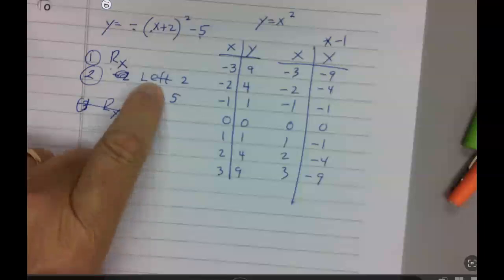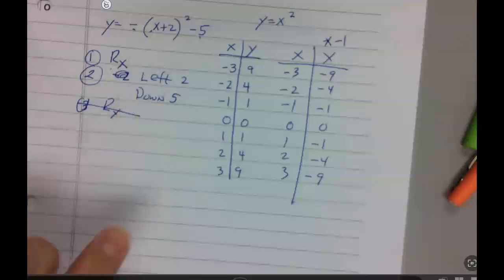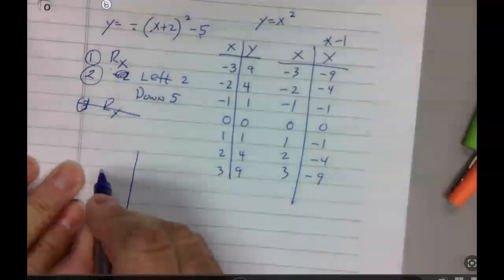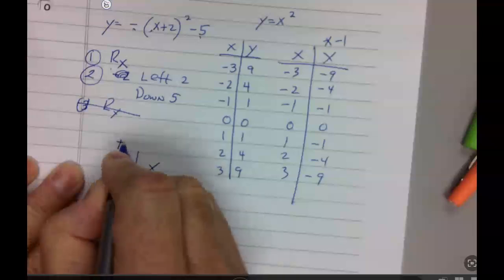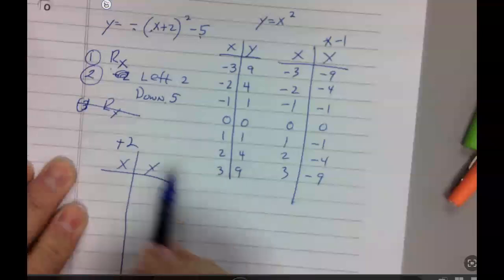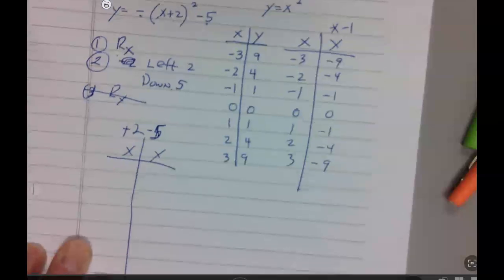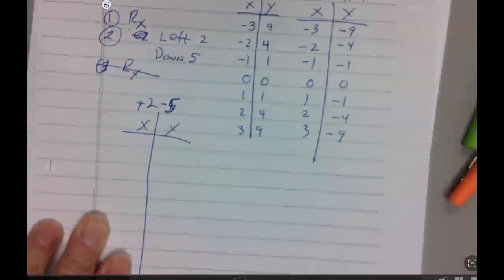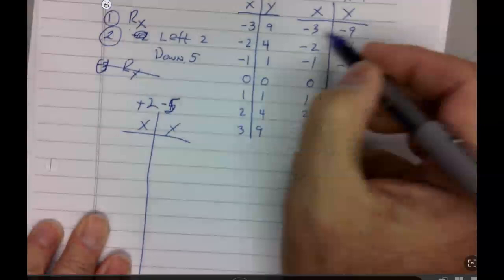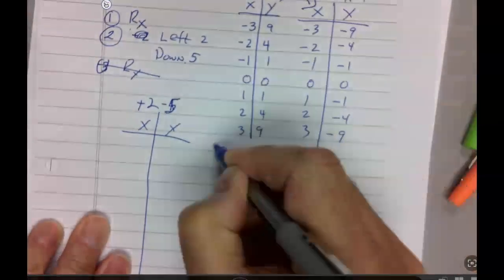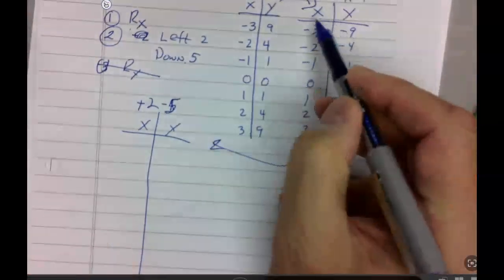Then what am I going to do? Left 2, correct? Which means I'm going to add what to all the x's? 2. Down 5. What am I going to do to all the y's? Subtract 5, correct? Yes or no? Yeah. And I remember, I went from here to here. Now I'm going to here. So I'm going to add 2 to all these.